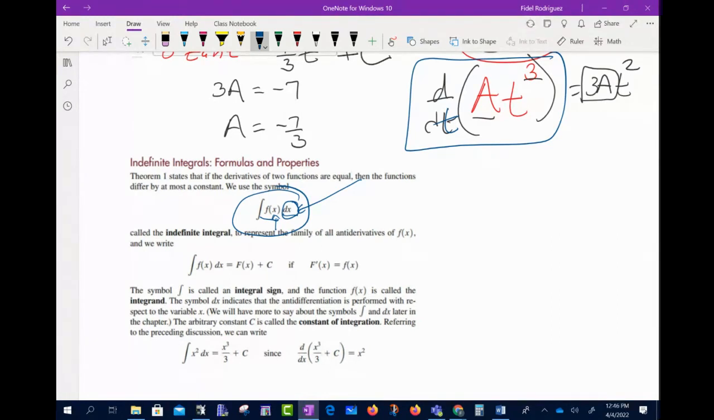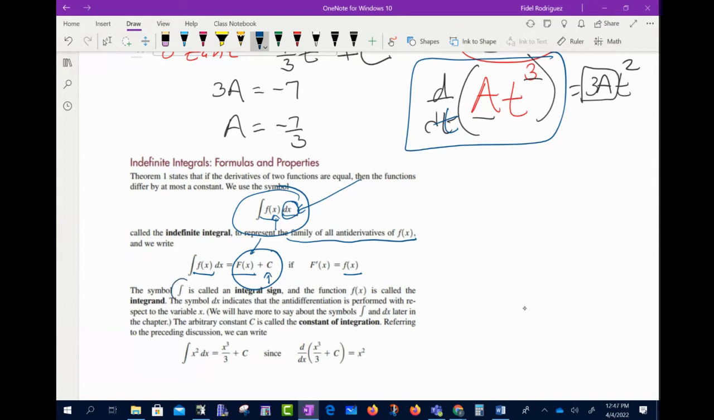This is what we call an indefinite integral, and it represents the family of all the antiderivatives, and it's equal to that antiderivative plus our constant of integration, right? Plus that c, okay? This is true if when I take the derivative of this function here, we end up with that little function on the inside, kind of like what we've been doing with the last couple of problems.